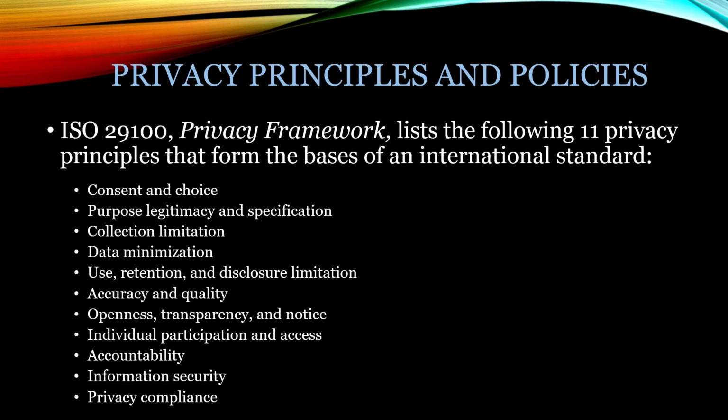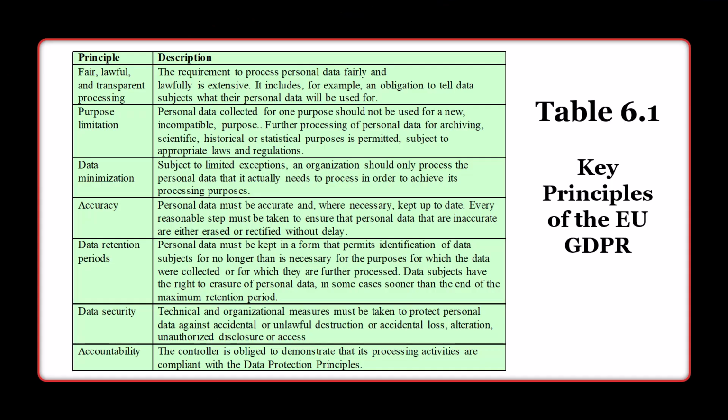So there are policies, there are guidelines, there are structures for how all of this is put together. There are international groups, again, like the EU with GDPR, that outline very similar standards. Here we have the principles for the EU GDPR: fair, lawful, and transparent processing, purpose limitation, data minimization, accuracy, data retention periods, data security, and accountability. Again, you're going to notice these common themes as we're talking about privacy protection for the individual user. And these types of standards are still being honed.